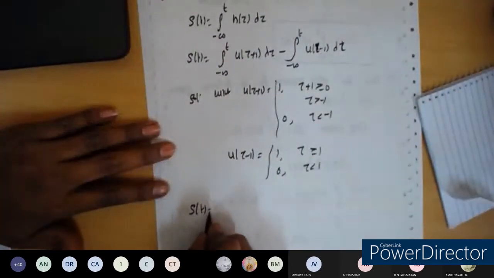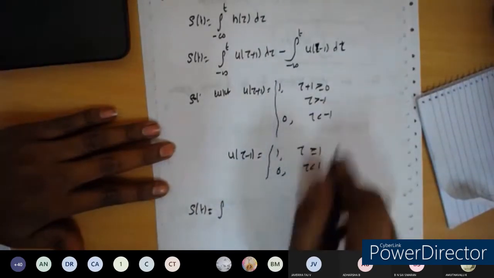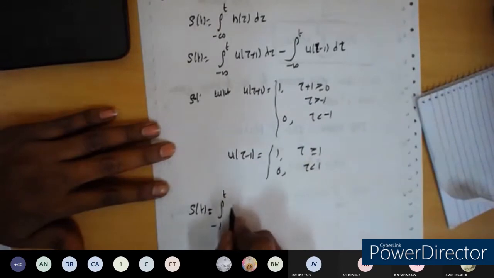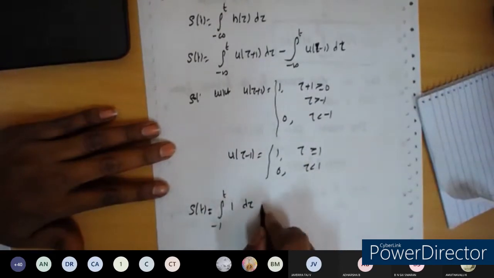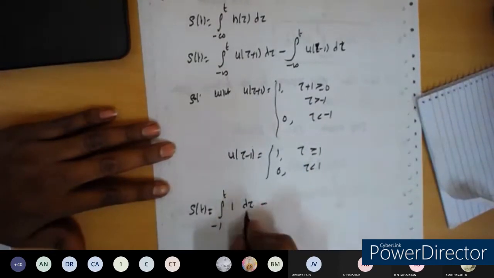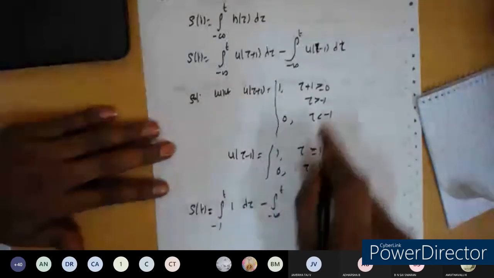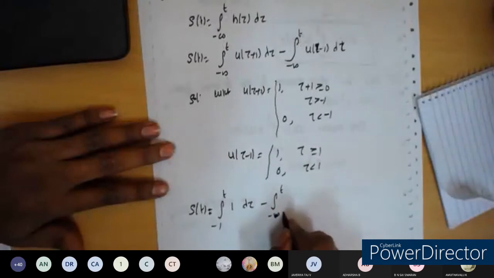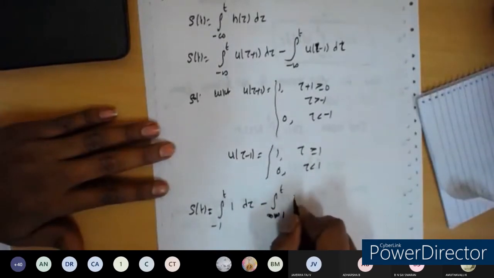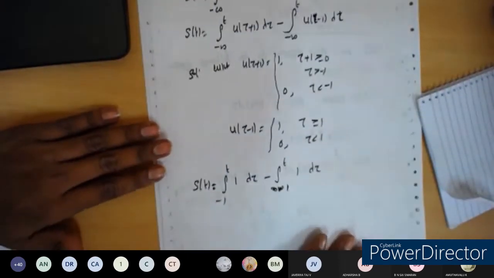Now let us substitute these conditions back in the expression. S of t will become the integral from minus 1, where it is going to start, up to t of 1 into d tau, minus the integral from 1, where this one is going to start, to t of 1 into d tau.